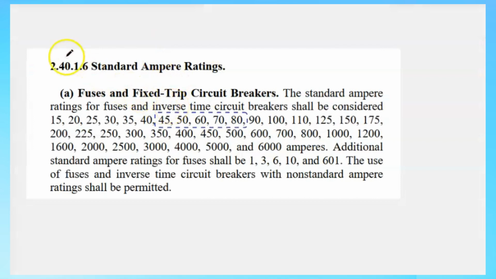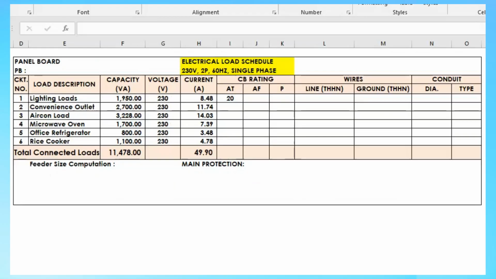From the PEC, the standard ampere ratings start at 15, 20, and then 25. In the market, 15 is actually available, but in my practice I usually use 20 amperes. So, 50 ampere frame, and the number of poles, since it is single phase, can be 2 pole.